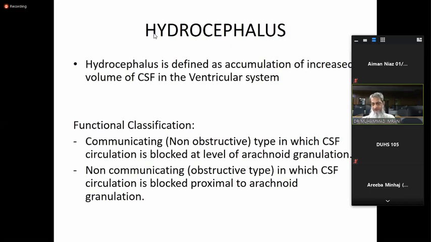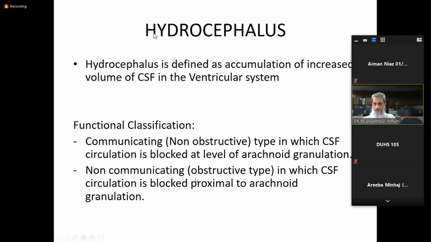And it can be classified as communicating and non-communicating. The communicating type of hydrocephalus is also known as non-obstructive type, in which the CSF circulation is blocked at the level of arachnoid granulation. So if the CSF is going through the fourth ventricle into the foramen of Magendie and Luschka, and it comes onto the overlying surface of the brain, and the block is at the level of the arachnoid granulation, in that case it is known as communicating hydrocephalus or non-obstructive.